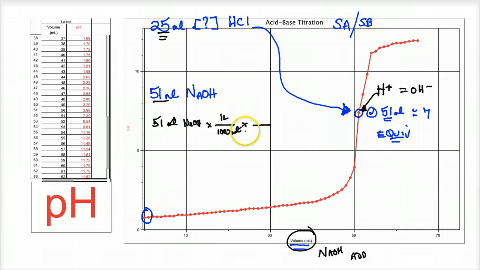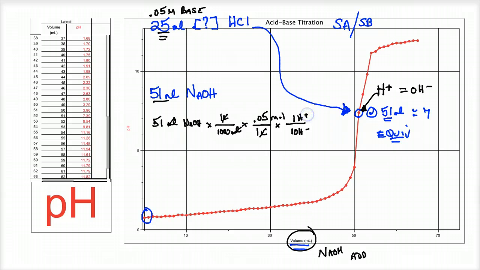You don't have to do it as fancy as this, but for every 1 liter, the base that was being added was 0.05 molar. That was the standardized base being added. If you didn't know that, now you do. So 0.05 molar base was added, so 0.05 moles for every 1 liter. This will give me the total moles of hydroxide, and 1 hydroxide is equal to 1 H plus.